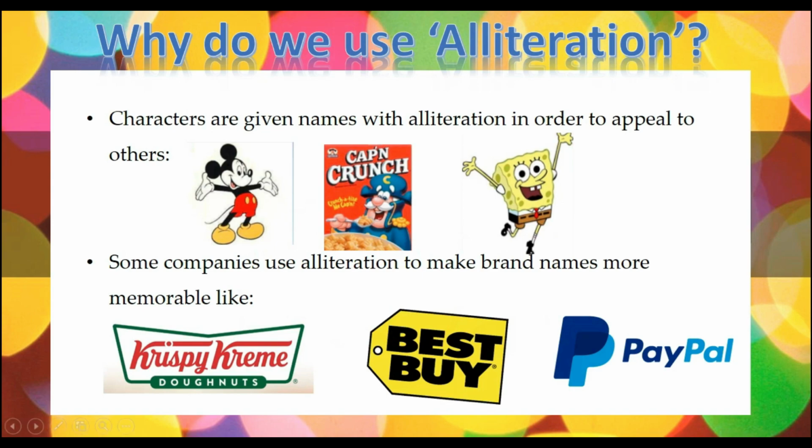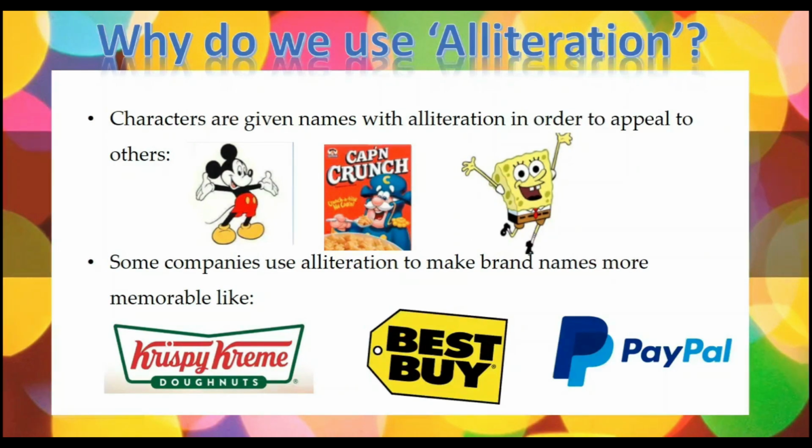Number one, who knows what's the name of the first character starting from the left? Very good. So this is Mickey, the famous Mickey Mouse. So Mickey, M, Mouse, M. So I have alliteration and the sound is M. Let's look at the second one. I have Captain Crunch. Let me repeat that for you. Captain Crunch.